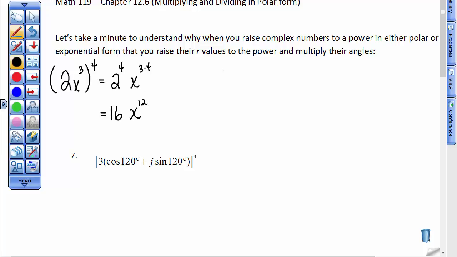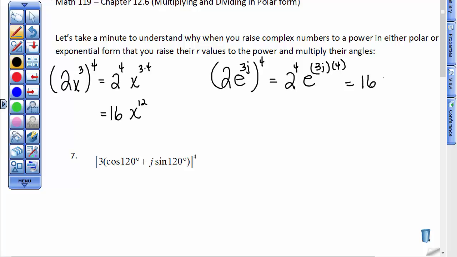Likewise, if I had an r value of 2, e to the 3j, the angle being 3, and I wanted to raise that to the 4th power, I would raise the r value to the 4th power. But I would take the 3 in the 3j and multiply that by the exponent of 4, and that would become 12j. So again, I'd have 16e to the 12j power. So I'm multiplying the angle by the exponent. Remember, the only difference between exponential and polar form is that this one's in degrees and this one's in radians.